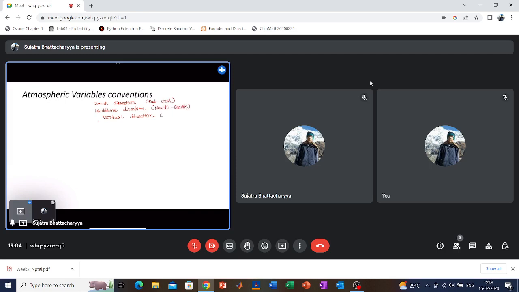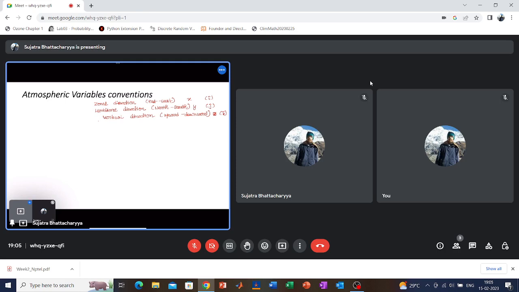Vertical direction is upward and downward. Generally, the zonal direction is represented by x, the meridional direction by y, and the vertical upward direction by z. So the unit vectors will be i cap, j cap, and k cap. Now the question is: which is the positive i cap, and which is the negative i cap?